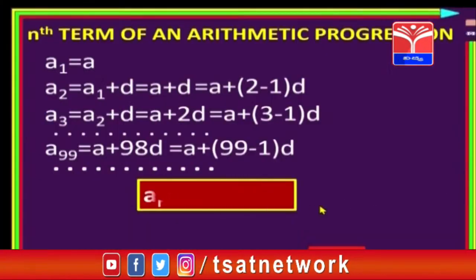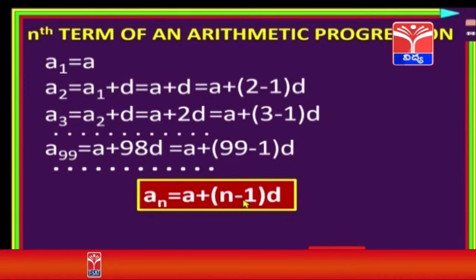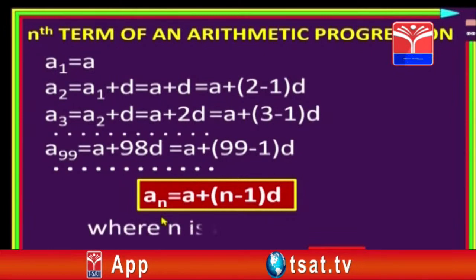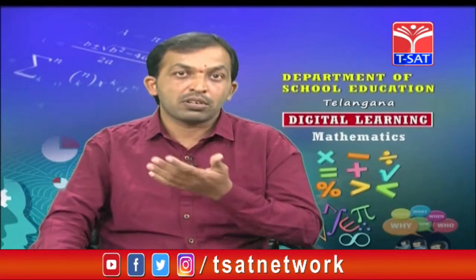Now can you guess the nth term of an AP? Simple. An is equal to A plus (n minus 1) into D. Here we have n, and we reduce one number. Remember, this n is a natural number. So n should be 1, 2, 3, 4, because these are counting numbers: first term, second term, third term, fourth term. We cannot say minus 1 term or minus 2 term. That's why n should be a natural number, remember it.